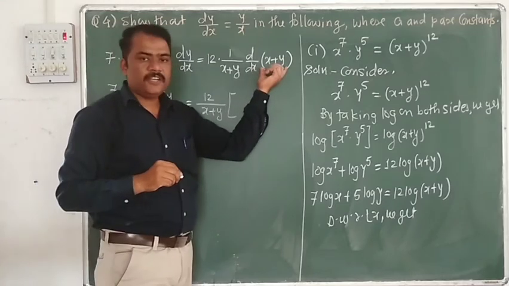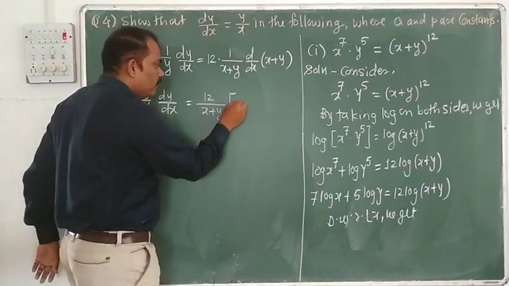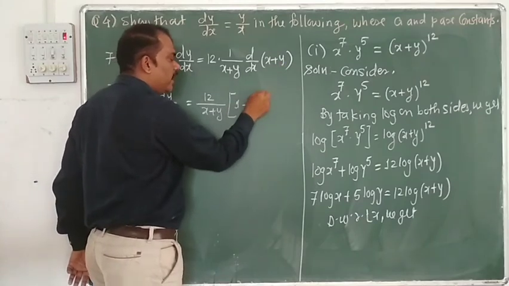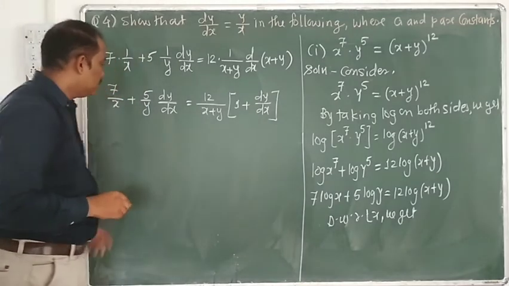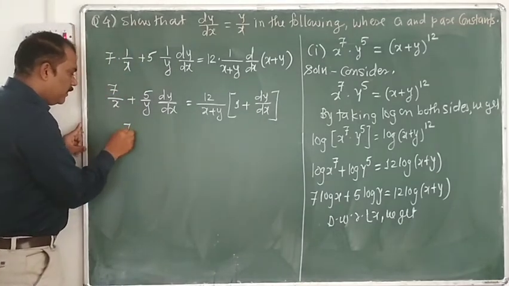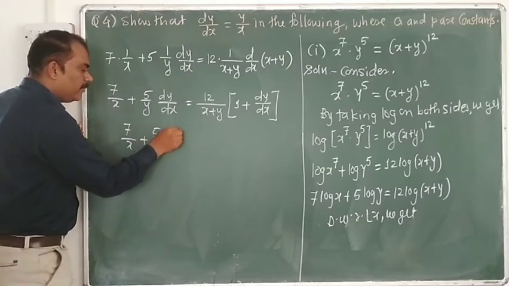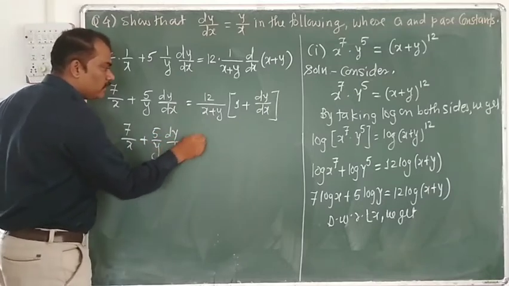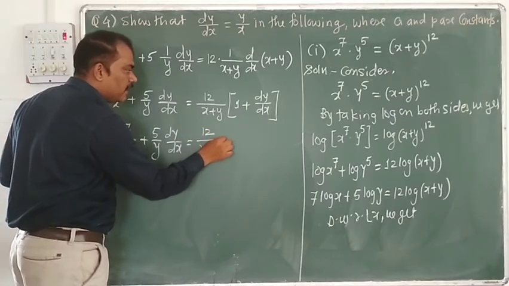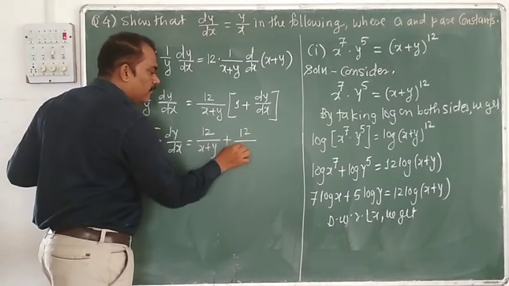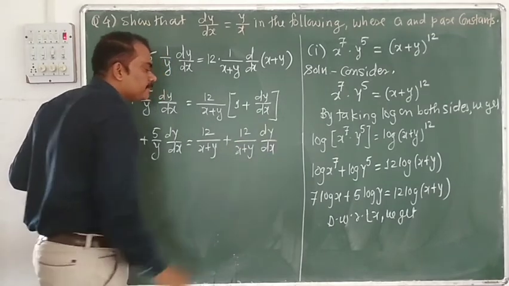Now we have to take the derivative of x plus y. What is the derivative of x with respect to x? 1, plus the derivative of y with respect to x, dy by dx. So we get 7 divided by x plus 5 divided by y into dy by dx is equal to, multiplying inside the bracket, 12 divided by x plus y plus 12 divided by x plus y into dy by dx.